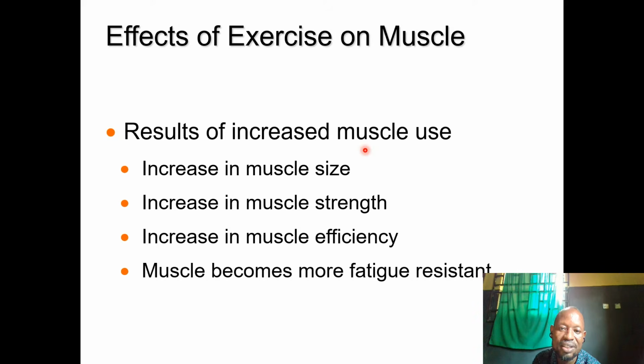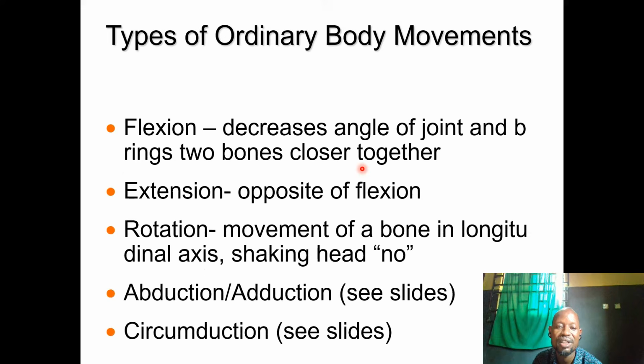So these are the effects. The muscle will increase as hypertrophy. You can look at this in changes, adaptation of cell to various stimuli. And of course, when exercise is done, strength is built up. Then the muscle efficiency, but the muscle will become more resistant to fatigue because it's a form of adaptation. Unlike when the muscle is not being exercised regularly, it can easily become what? Fatigue.